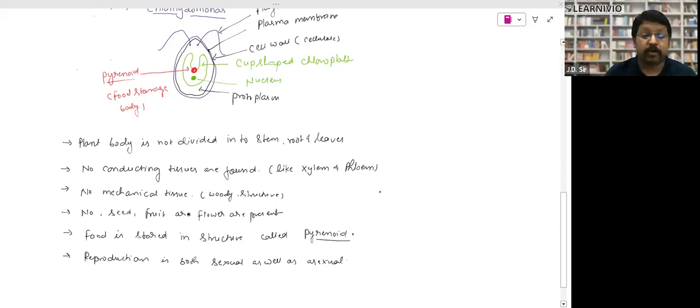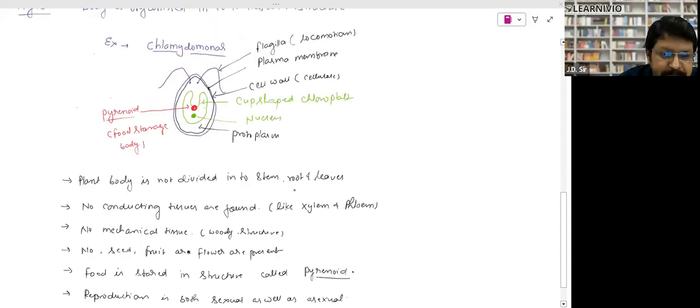You will not find these things in the book. I'm just telling you for the sake of developing your understanding of the algae. These are basic concepts which you will not find in the book.